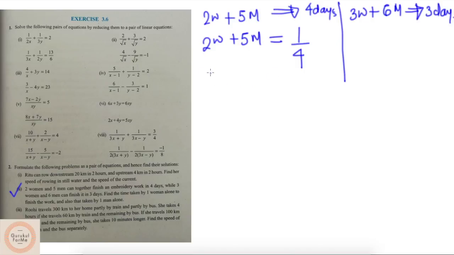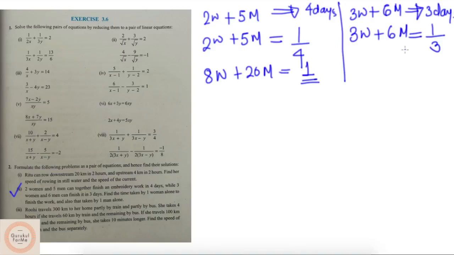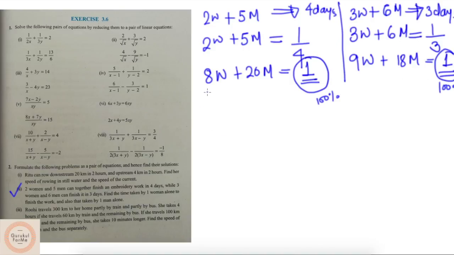Can I just multiply and say that instead of 2 women, we could have 8 women and 20 men to finish the complete work, which is 100%? Similarly, 3 women and 6 men can finish 1/3 of the work in 1 day. Can I say that 9 women and 18 men can finish the whole work? Why did I do this? Because I wanted 1 on this side, because this signifies the complete 100% work, the complete embroidery work. Can I say that the strength of these guys, and I'm not saying muscular strength, whatever is the effort put in by both of them, is the same?